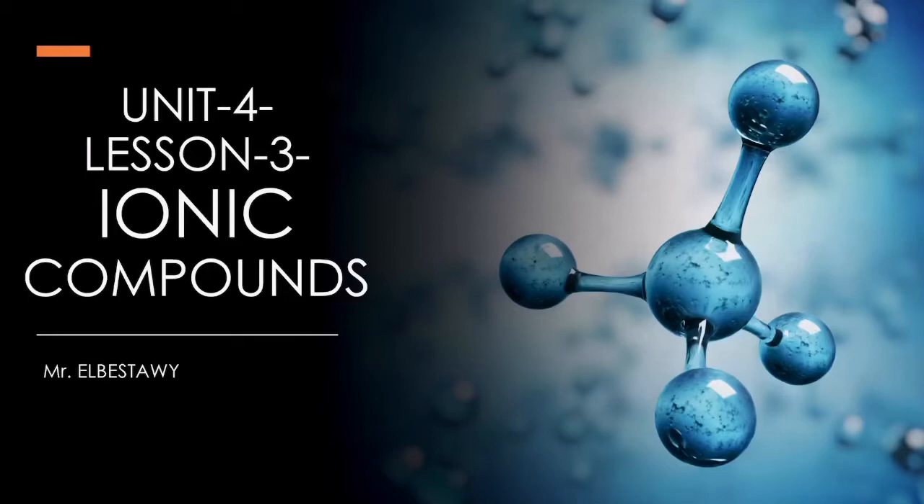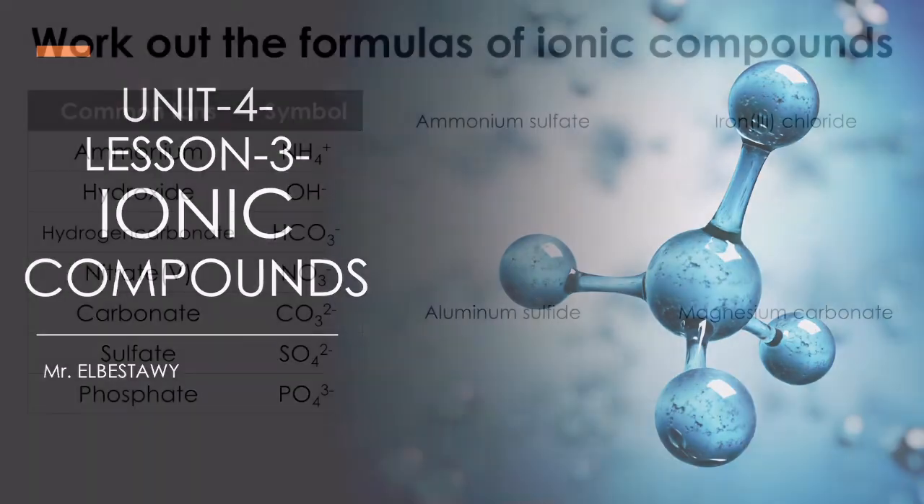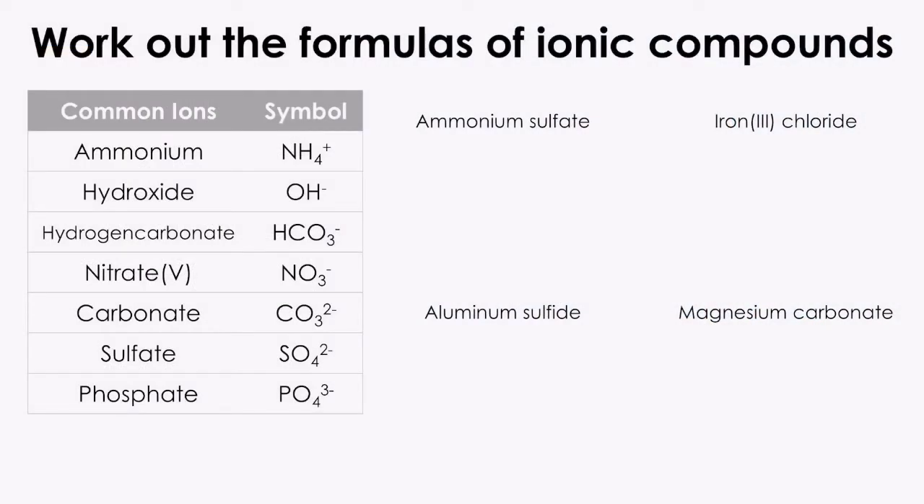Hello everyone. In this video I'm going to speak about ionic compounds. Let's get started. As I just clarified in the previous video, the ionic bonding would be formed between positive ion and negative ion. So based on that, we should have positive ions, which are cations, and anions.